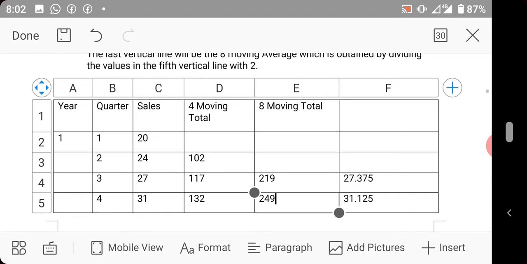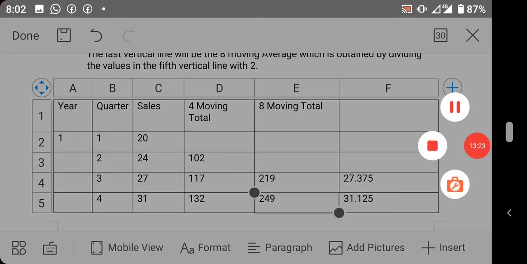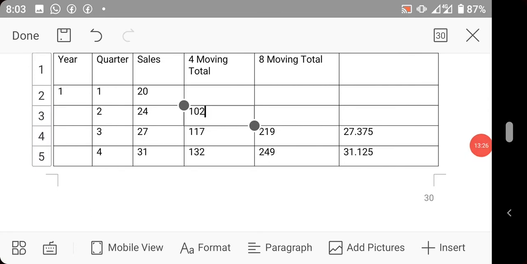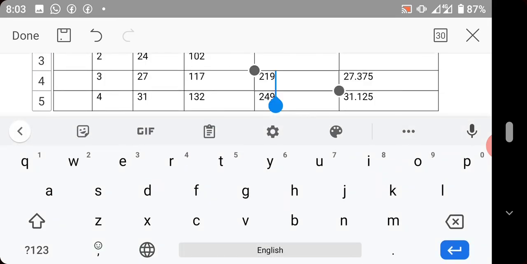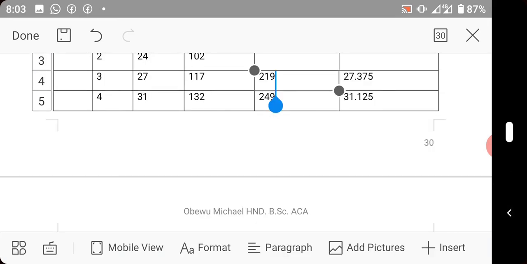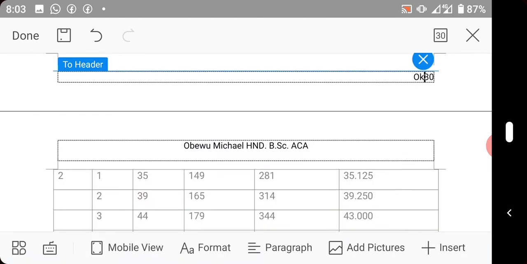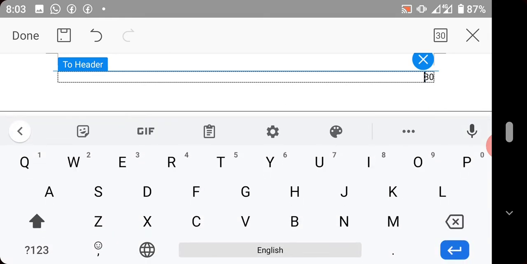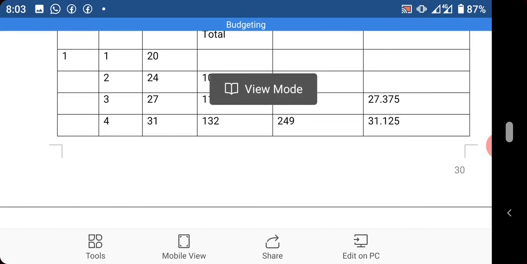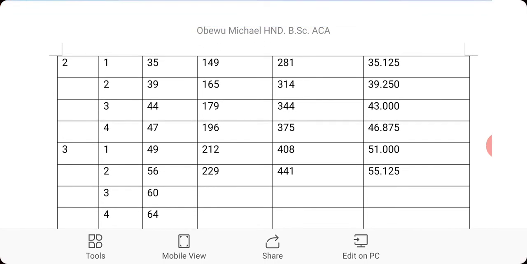Then to get the moving average, so to now get your 8 moving average, divide this by 8. When you divide this by 8, you have this. In that order until you are done, and that will give you this.